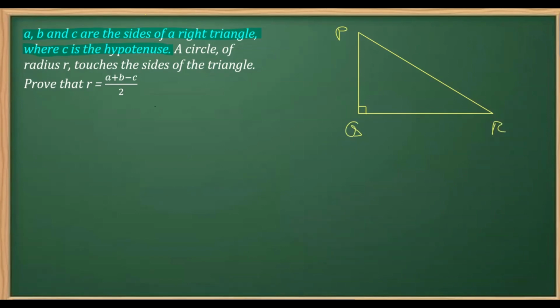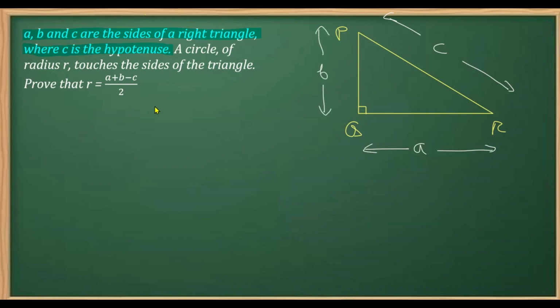And the length of these sides are given, where C being the hypotenuse. So the C is here the length of the hypotenuse. And let's say the length of the other two sides, I take this as A and the length of the third side as B.